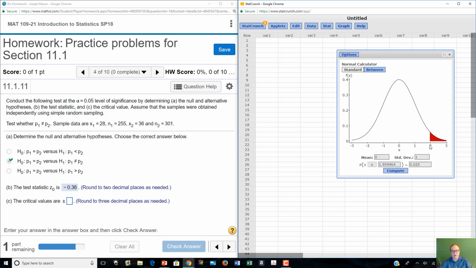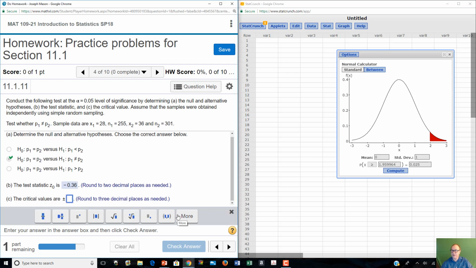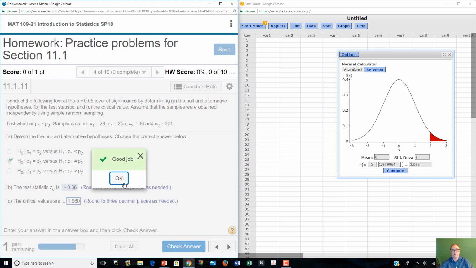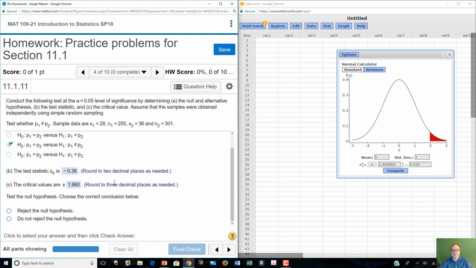If I round it to 3 decimal places, it's still going to be 1.960. And over here would be the same, negative 1.960. So that's where the plus or minus comes in. So I'm going to put in here 1.960 because it asks for 3 decimal places. Check answer, we're good. Okay, and now test the null hypothesis.